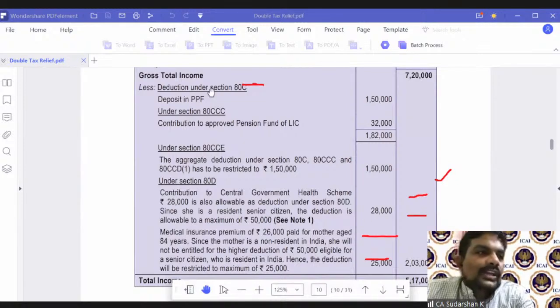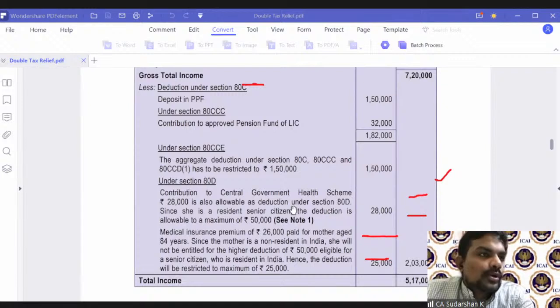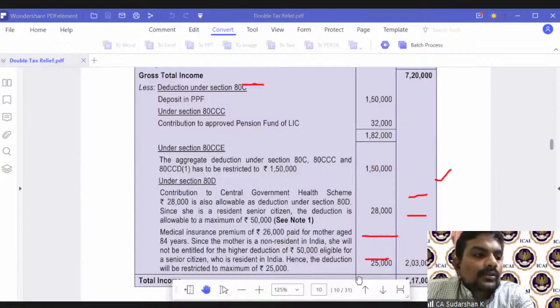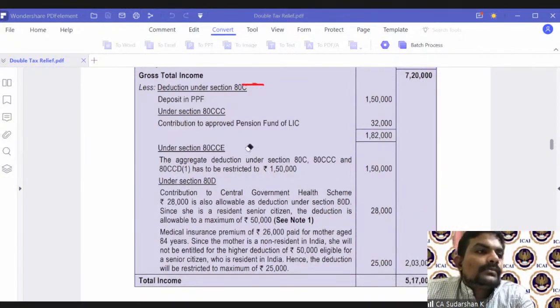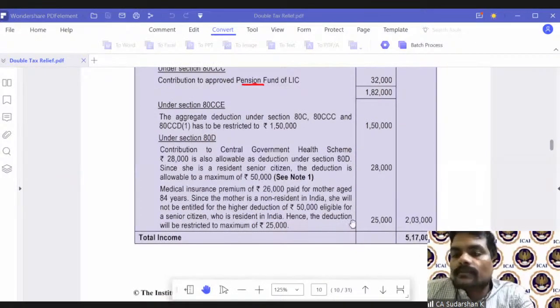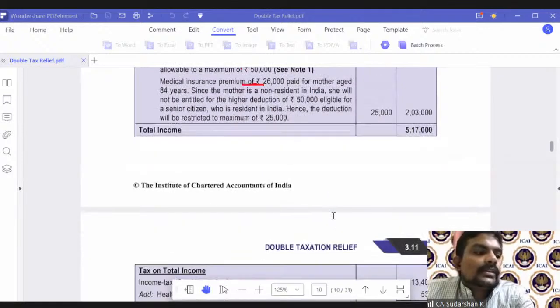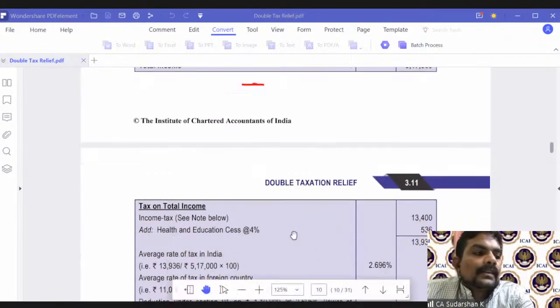ATD, I'm not going into it, it's not the objective. You all know ATD better. So ATD, you get benefits available, 28. So finally, giving effect to Chapter 6A of around 2,03,000, the total income works out to 5,17,000. Now we need to determine the tax payable.